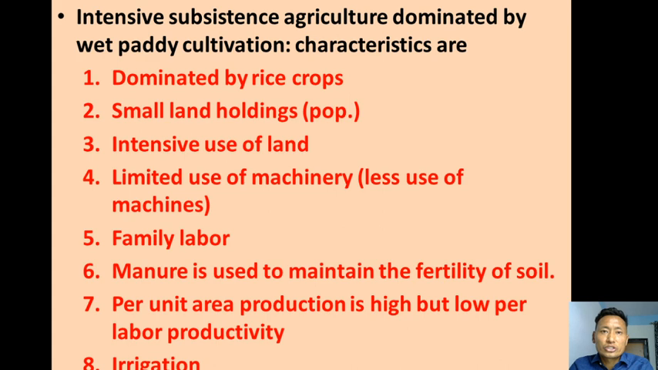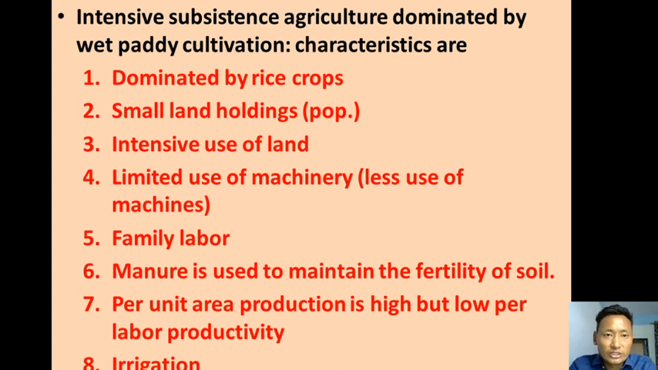Following are the characteristics of intensive subsistence agriculture dominated by wet paddy cultivation. We know what is meant by wet paddy. Why is rice called wet paddy? In order to grow rice, we need lots and lots of water. So rice is sometimes called a water intensive crop. Because of that, rice is called a water intensive crop, and it is also called wet paddy.